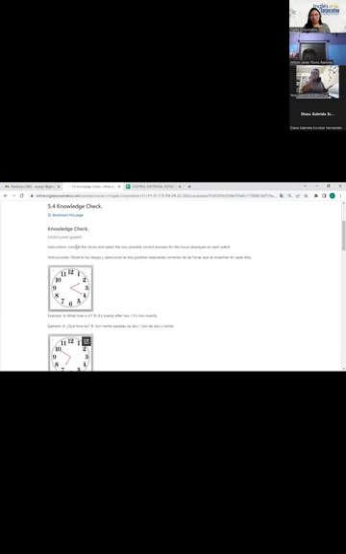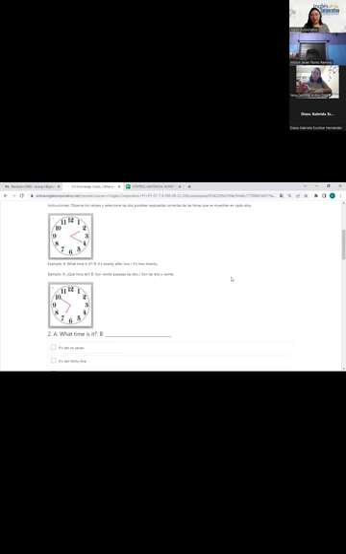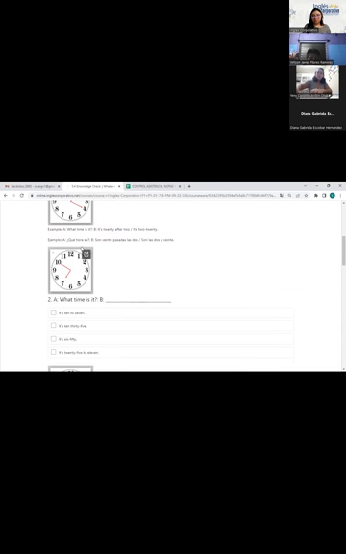Look, what are the instructions? Look at the clock and select the two possible correct answers for the hours displayed on each watch. Observen los dos relojes y seleccionen two possible answers, okay? And here you have the examples. What time is it? It's 20 after 2, it's 2:20. What time is it? In this one, okay, vamos a ver, let's practice right now.